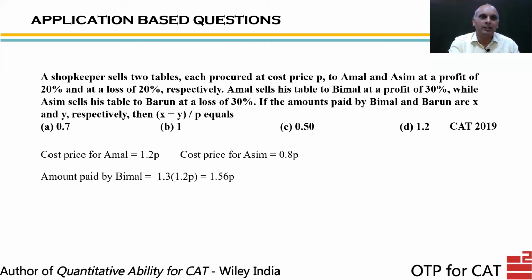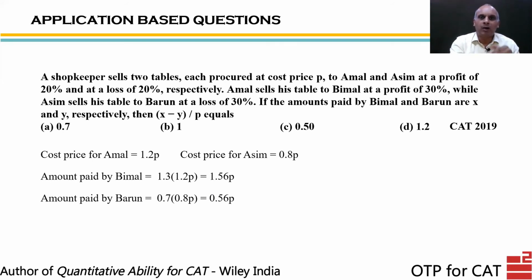And similarly, Asim sells his table to Barun. Asim's cost price of the table was 0.8p, and he sells to Barun at a loss of 30%. So that means at 70% of 0.8p. So the amount paid by Barun will be 0.7 times 0.8p, that is 0.56p.